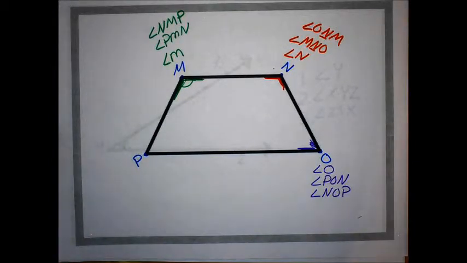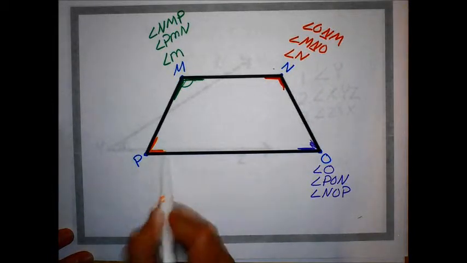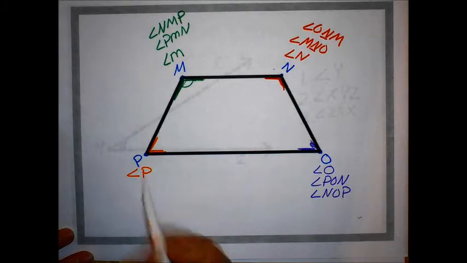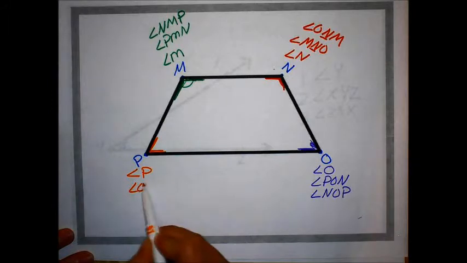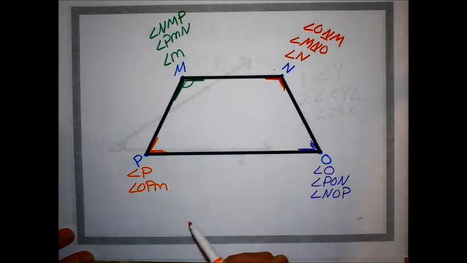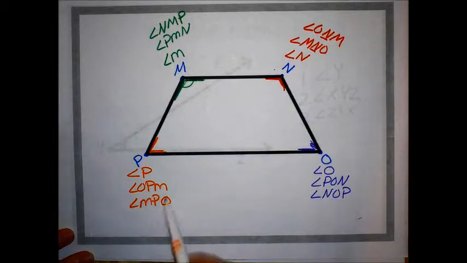Try the last angle on your own, name it 3 different ways, and then hit play when you're ready to check. Okay, let's check. Your last angle here, you could have named it angle P, angle OPM, or you could have named it angle MPO. If you got it right, give yourself a smiley face.